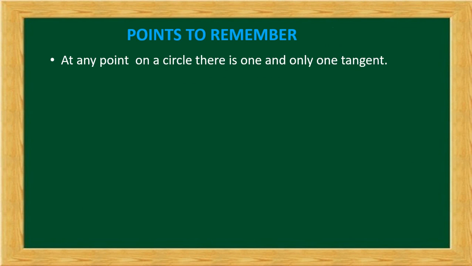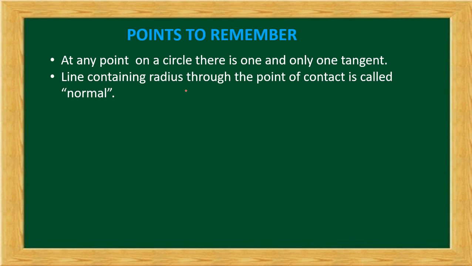So here we have to remember some points. What are these points? At any point on a circle, there is one and only one tangent. When we take a point on the circle, from that point we can draw only one tangent. The line containing the radius through the point of contact is called the normal. In the introduction slide of this session, you observed the figure where it is denoted by the normal. So the line containing the radius through the point of contact is known as the normal.